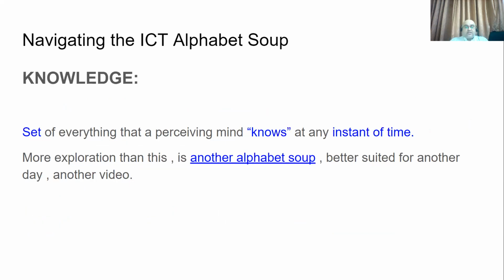But before all of that, let's talk about knowledge. What really is knowledge? Well, I'd like to define it as, knowledge is a set of everything that a perceiving mind knows at any instant of time. So let's say right now, when I'm recording this video, there is some time. Everything that I know is my knowledge at this moment. That's about it, right? It does keep on changing.